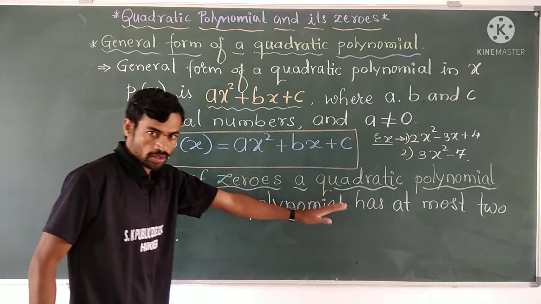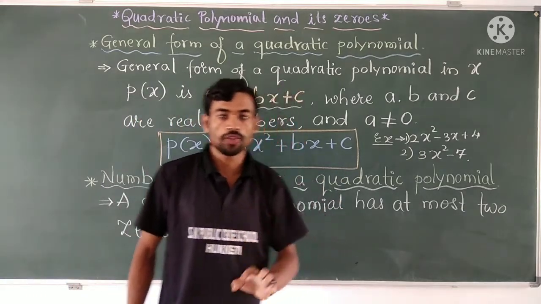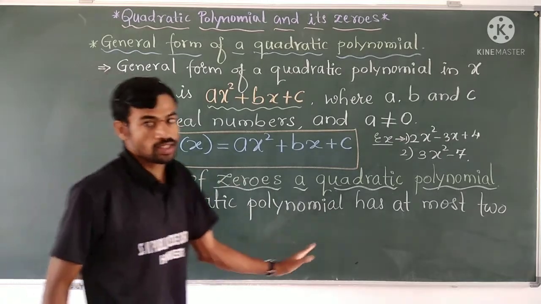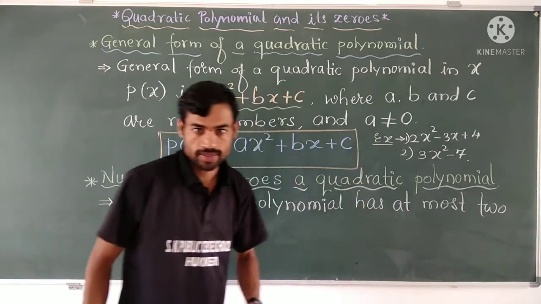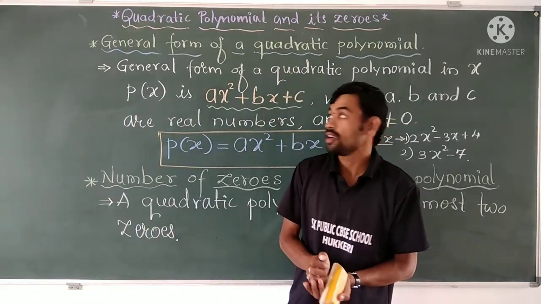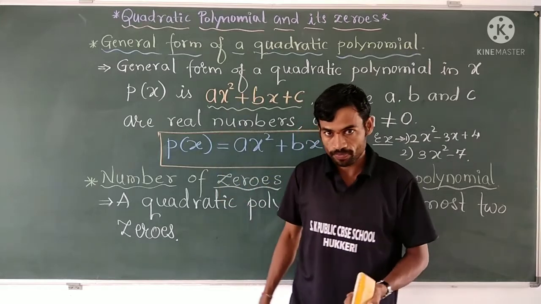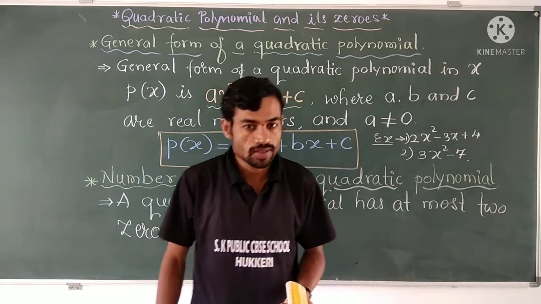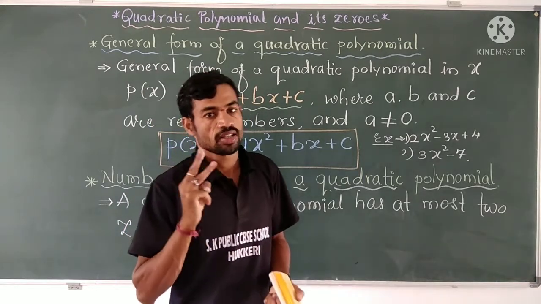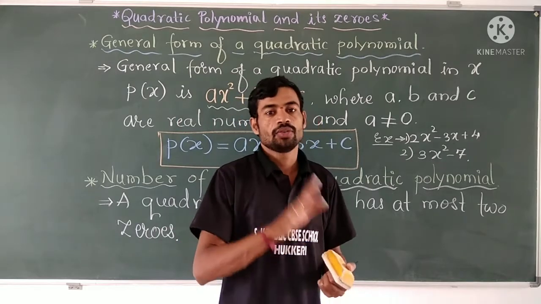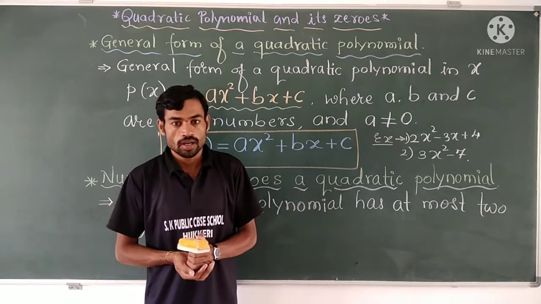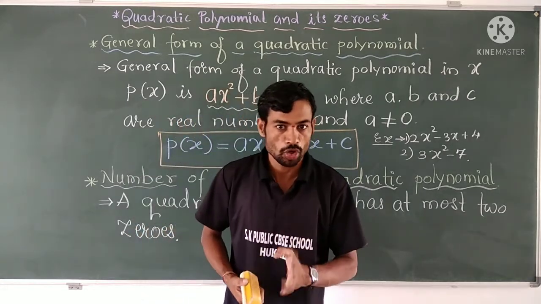So now you have understood the general form of the quadratic polynomial in variable x and how many zeros a quadratic polynomial has. Along with this, you have also studied the cubic polynomial in class 9th standard. A cubic polynomial has at most 3 zeros. This is not in your syllabus, so we will discuss it in higher classes. Clear? Understood? So how many zeros does a quadratic polynomial have?